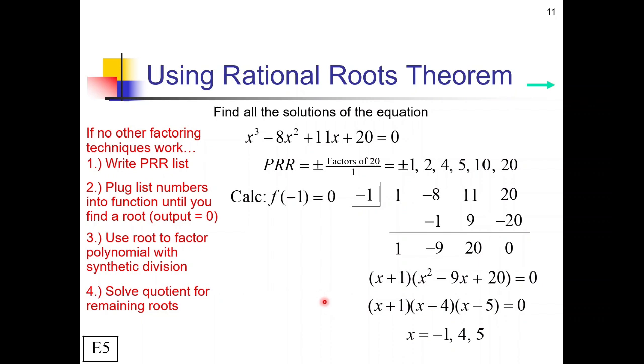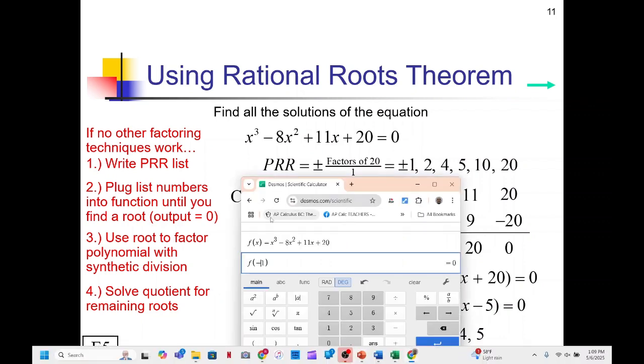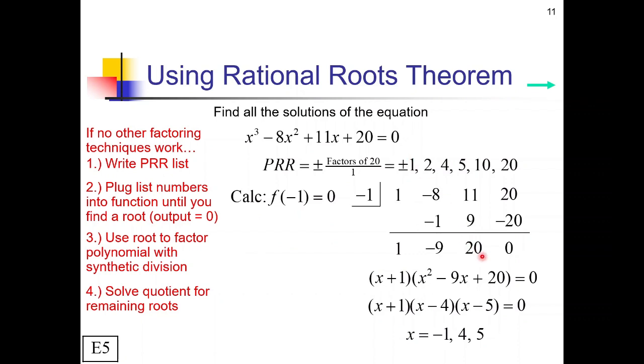Now, if you were using Desmos and you plugged in 4 and 5 to this function, you should also get a 0. Let me just show you that. So f of 4 was 0, f of 5 also 0, and just as a further sanity check, 4 and 5 are on your possible rational roots list. If you got a rational number down here that was not on your list, that would be another indication you need to go back and fix something.